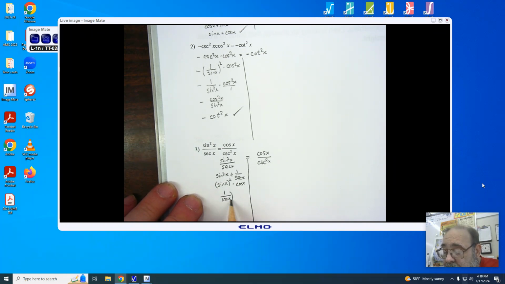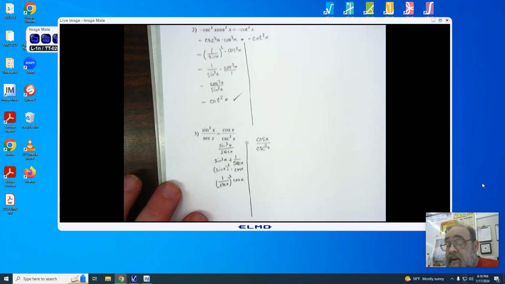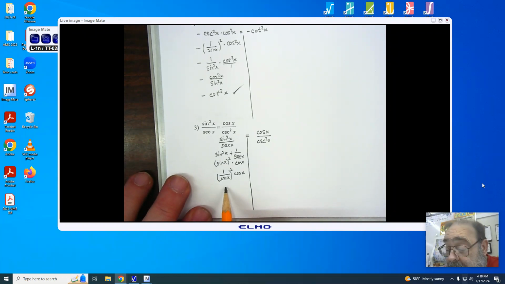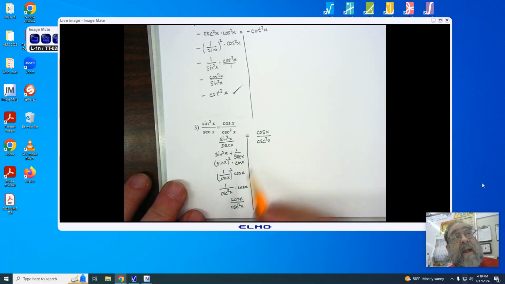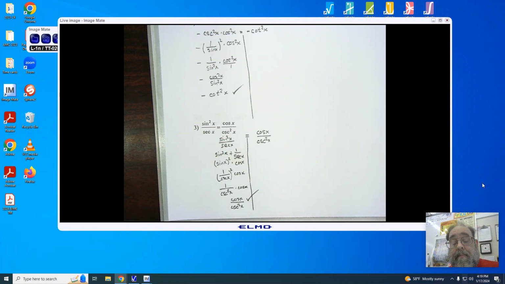Notice you have to know your identities fairly well in order to do this, and therefore you need to study your identities. If you aren't doing so, unfortunately, you're making yourself have a harder time at this than I would like. Now I'm going to quickly multiply them, and I get cosine of x divided by cosecant squared x. Notice that they are now equal, and I have verified my identity.